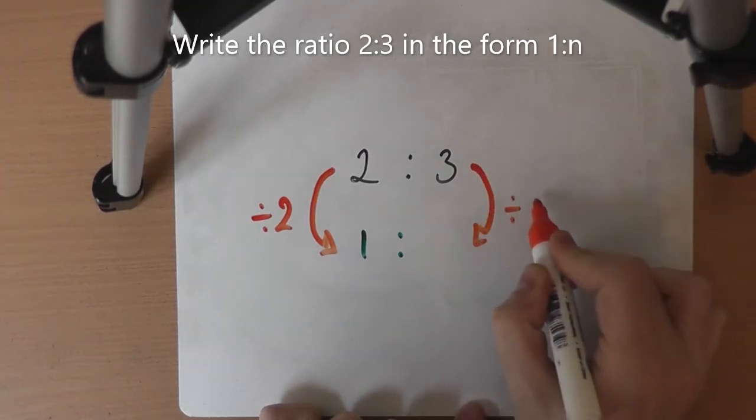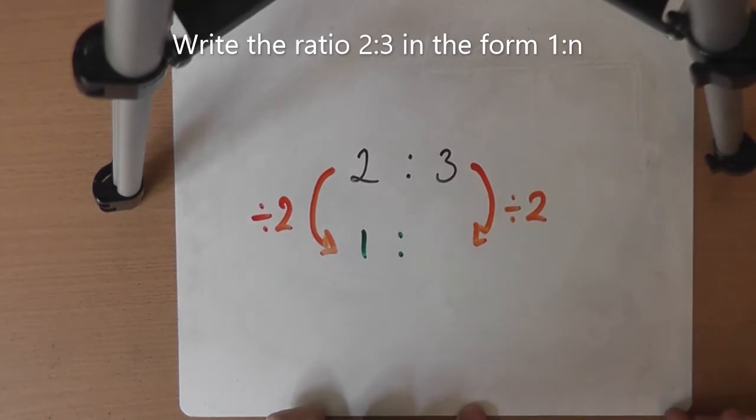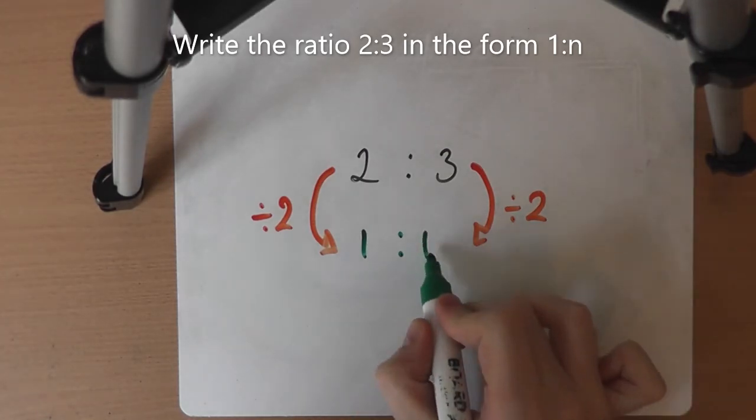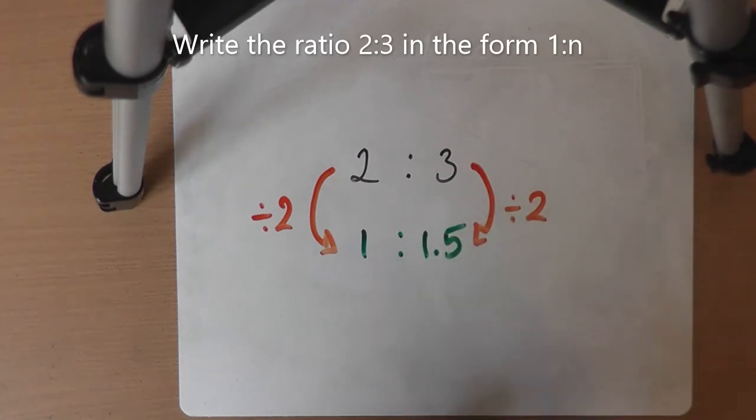In this case, divide the second number in the ratio by 2 as well. Now, yes, this is going to give us a decimal. The only reason we're going to allow the decimal in this example is because we are specifically told to cancel the ratio down further past the simplest form to make sure that the first number in that ratio is 1. We'll do 3 divided by 2 and we will get 1.5.